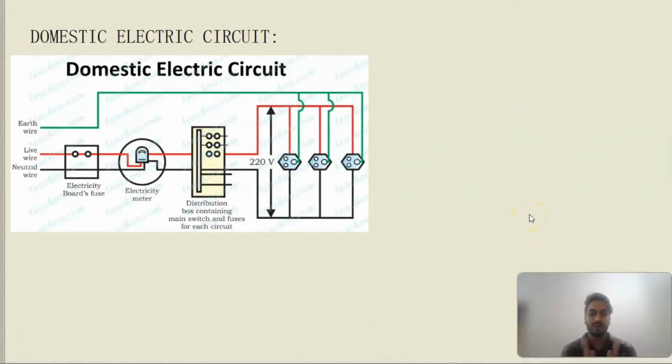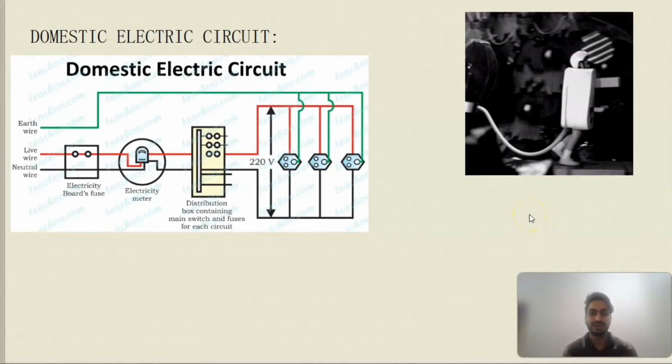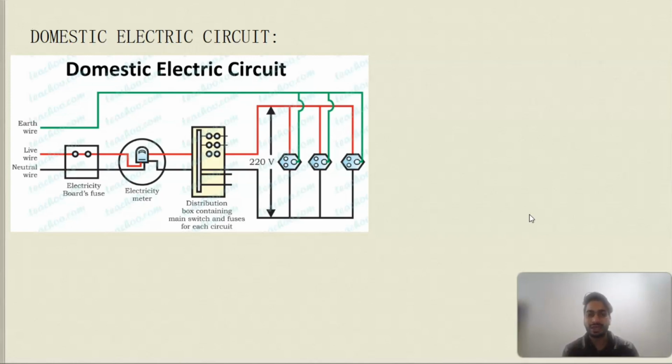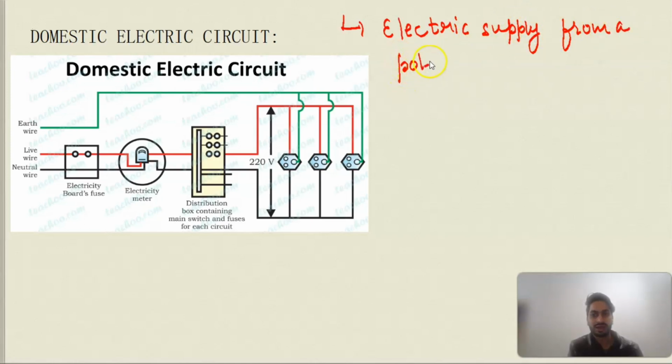So if I talk about domestic electric circuits, then it is an arrangement of how the electrical appliances at our homes are connected to different wires in our home. What we have observed in our homes is that we used to receive electric supply from a pole or underground cables in some cases.